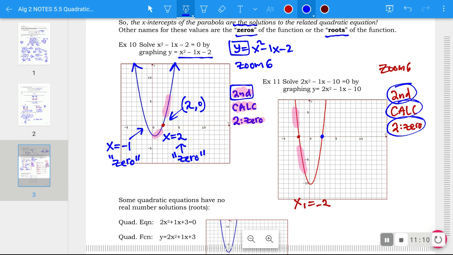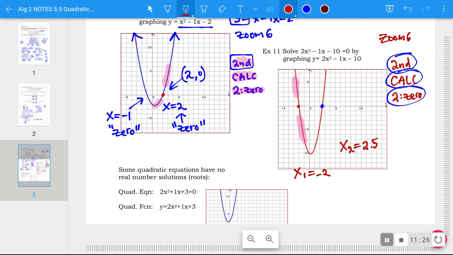And I'm going off memory here. It's not a good idea to guess here, but I'm hoping I'm right. I think 2.5 is my second answer there. Okay, so the two answers are -2 and +2.5.